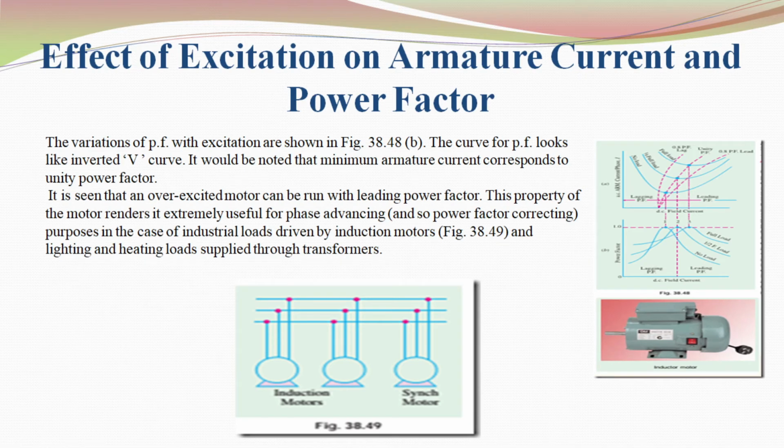The variations of current with excitation are shown in this diagram here. On the x-axis the DC field current, and on the y-axis we are taking power factor.